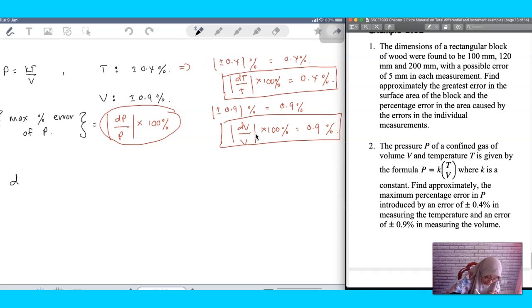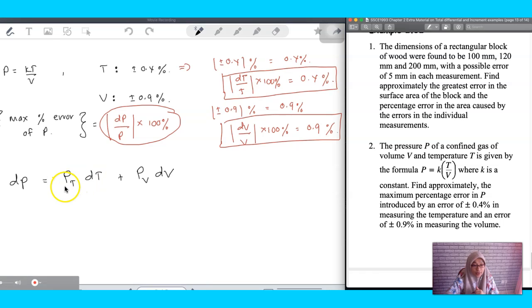You need to have dP first. So what is dP using the total differential? You look at here, your P depends on T and V, right? So you have P_T dT, and you have to put T. That is how you memorize the total differential. Plus, because it depends on two variables, you have two terms. And P_V dV. You can obtain P_T and P_V by differentiating partially, right?